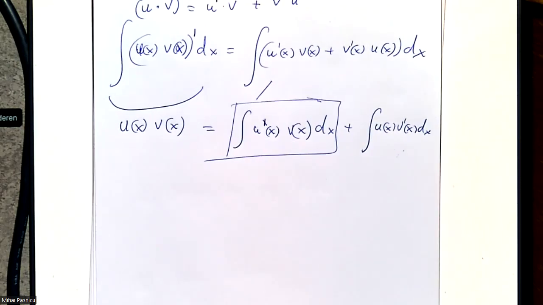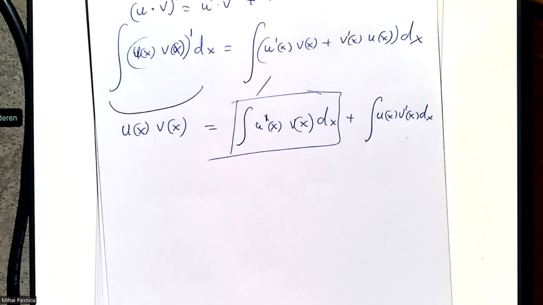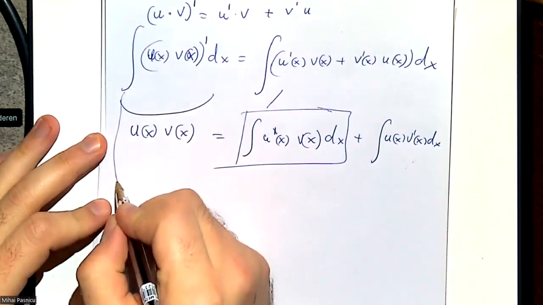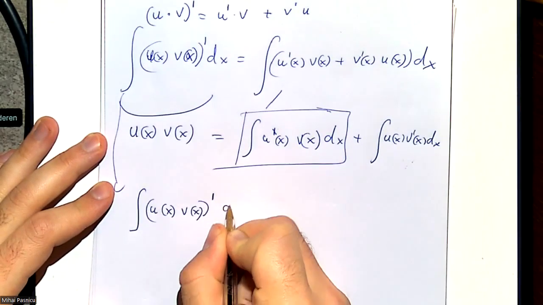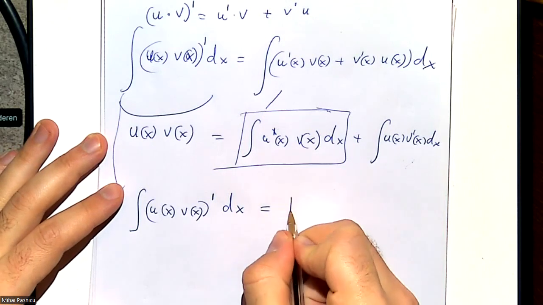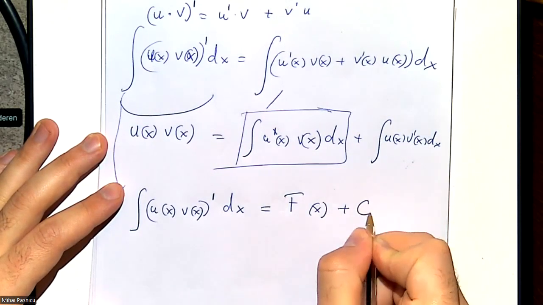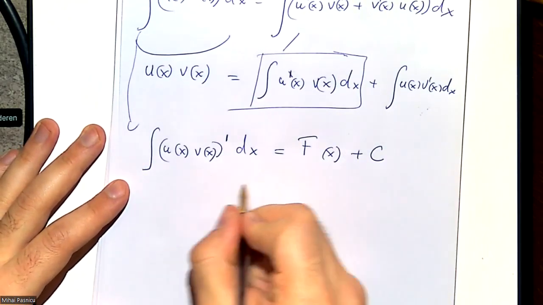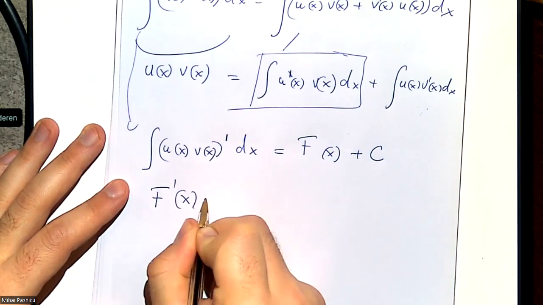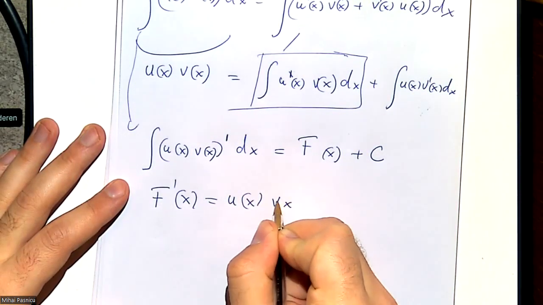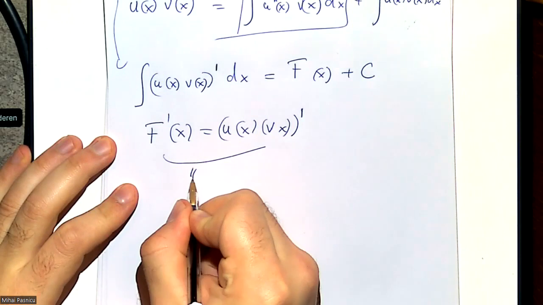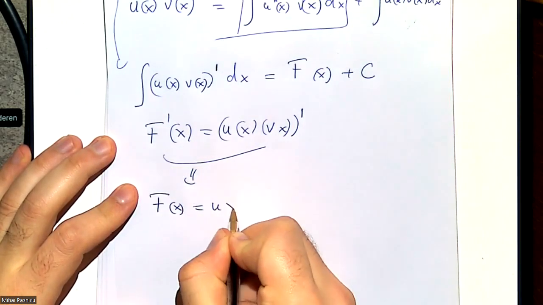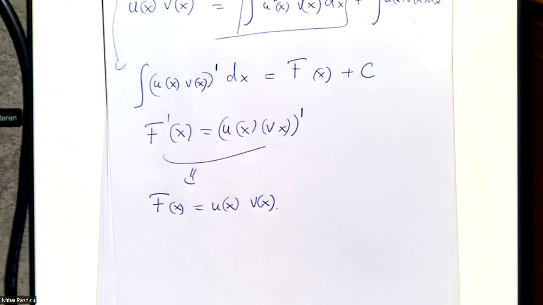So again, I really want to drill on this. It's not really necessary, but it's just a matter of understanding it. The integral of u'(x) v'(x) dx is equal to some big F(x) plus a constant. So the idea is that this F'(x) is going to give me u'(x) v'(x). That is the definition of the integral. So now, I'm just saying that F(x) is just equal to u(x) v(x). Make sense?